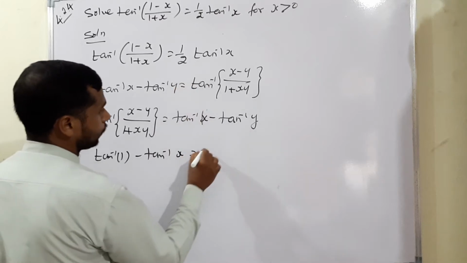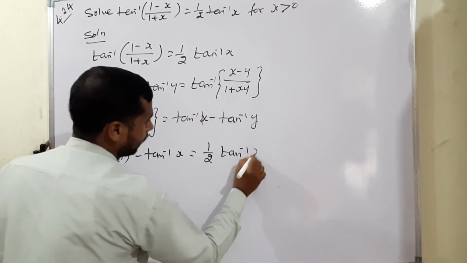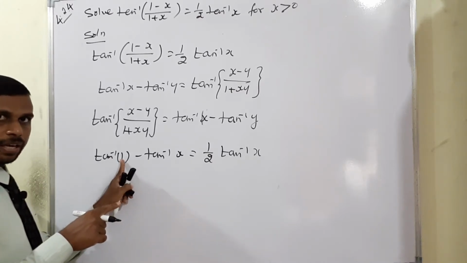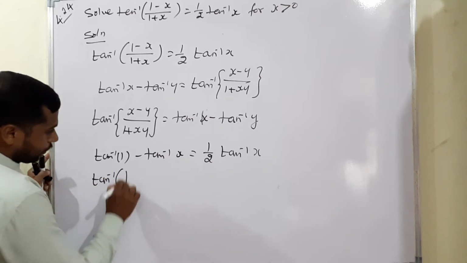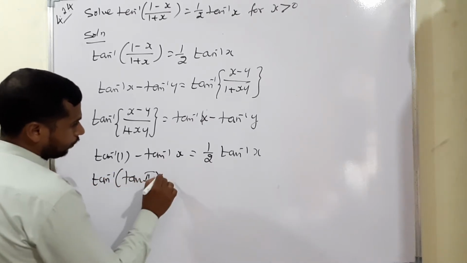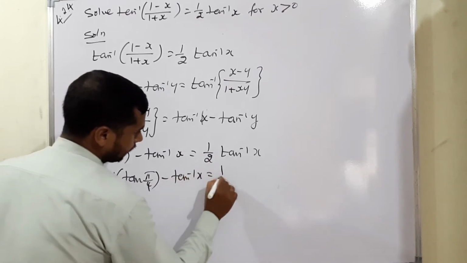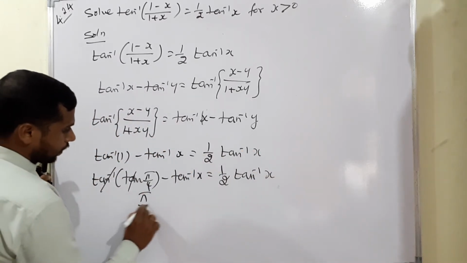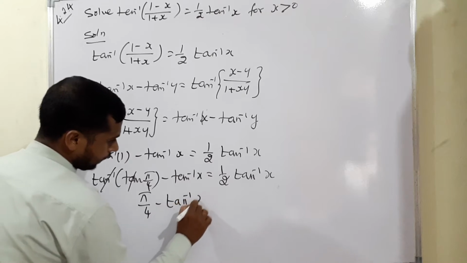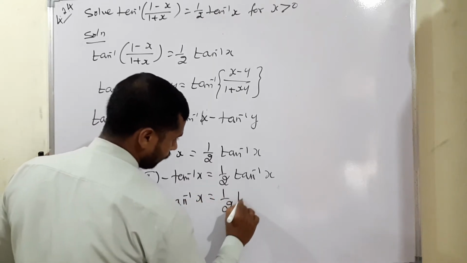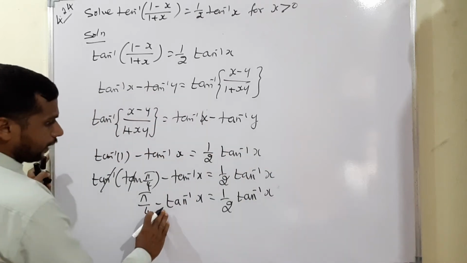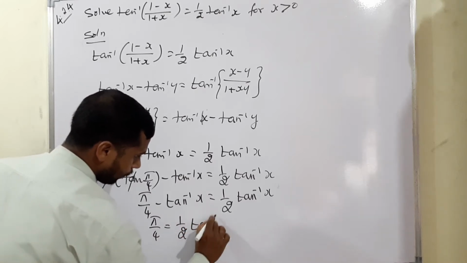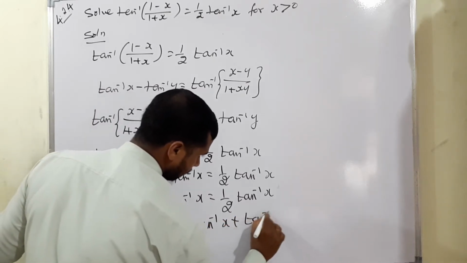Is equal to the opposite side, tan inverse of x. So we already know tan pi by 4 is 1, isn't it? So tan inverse of tan pi by 4 minus tan inverse x is equal to half into tan inverse x. Again, tan inverse and tan cancel, so pi by 4 minus tan inverse x is equal to half into tan inverse x. Again, bringing minus tan inverse x to the opposite side, pi by 4 is equal to half into tan inverse x plus tan inverse x.